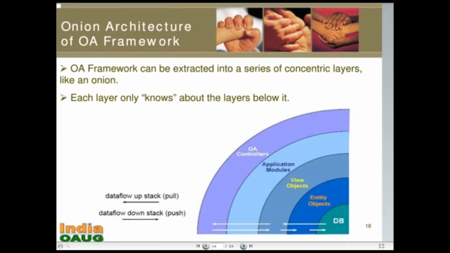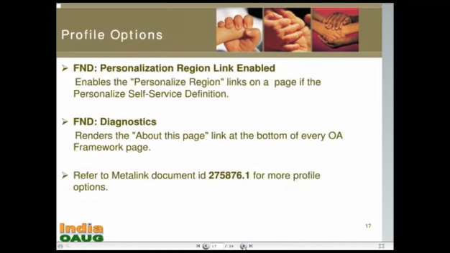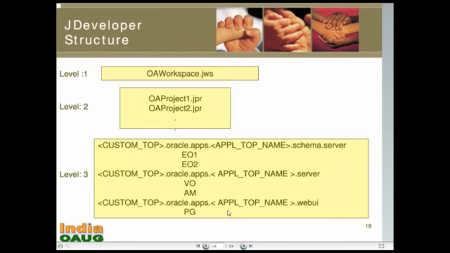Onion architecture of OAF: the innermost, lowest one is the database, then entity object, view object, application module and controller. When you want to pull the data, nothing but a select, a search page, it goes from the database directly to the view object and controller. When you want to insert the data, you have to go through the view object, from there to the entity object, and from there to the database. These are profiles that we'll see in the personalization versions.